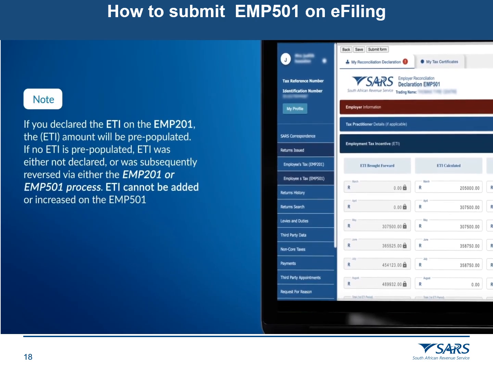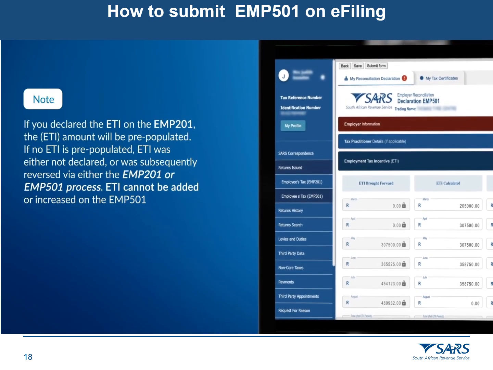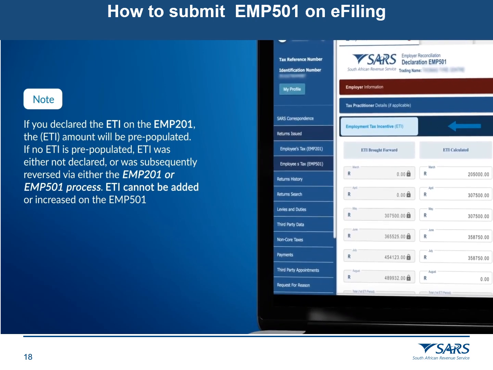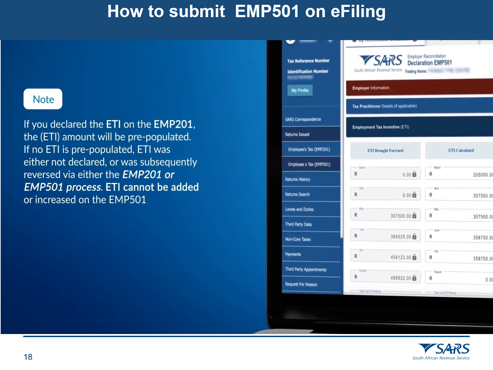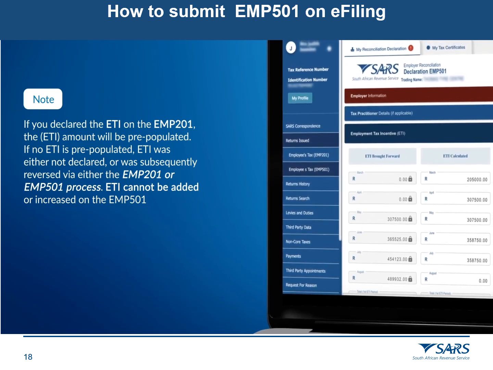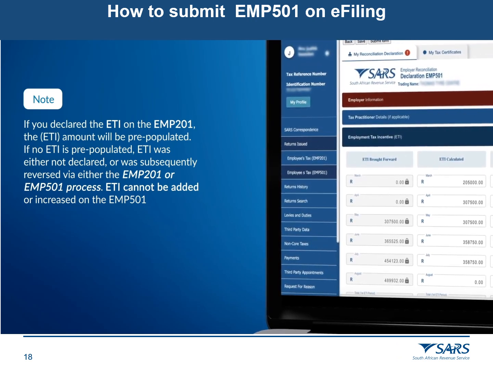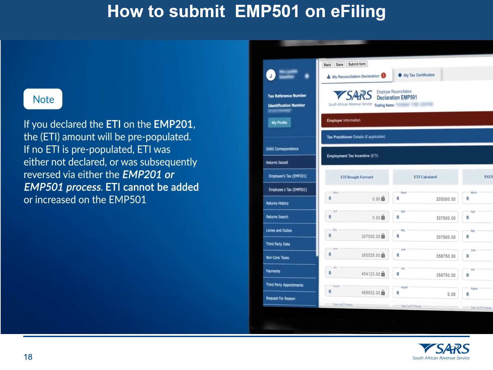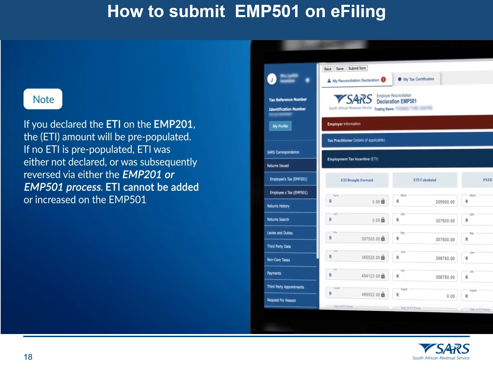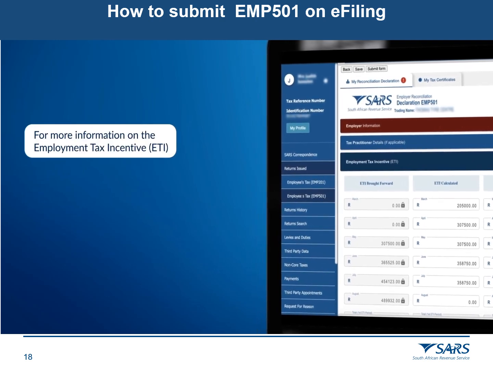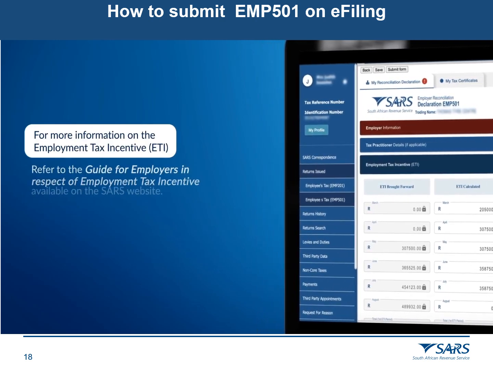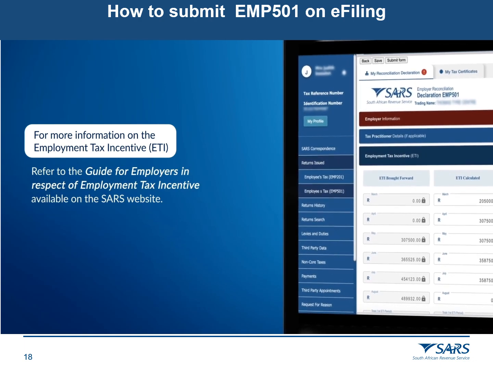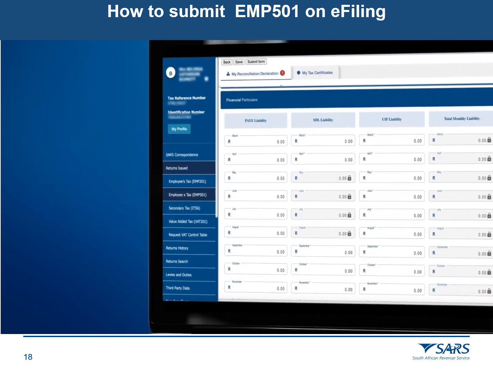Note: If you declared the ETI on the EMP 201, the ETI amount will be pre-populated. If no ETI is pre-populated, ETI was either not declared or was subsequently reversed via either the EMP 201 or EMP 501 process. ETI cannot be added or increased on the EMP 501. For further information on the Employment Tax Incentive, refer to the Guide for Employers in respect of Employment Tax Incentive available on the SARS website.